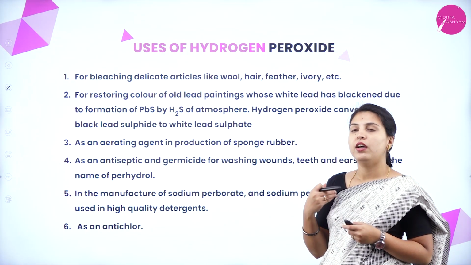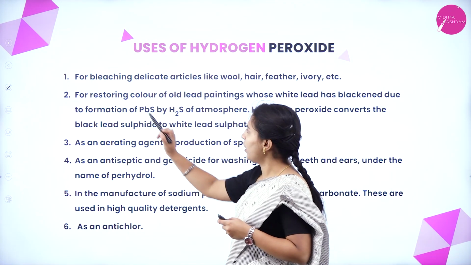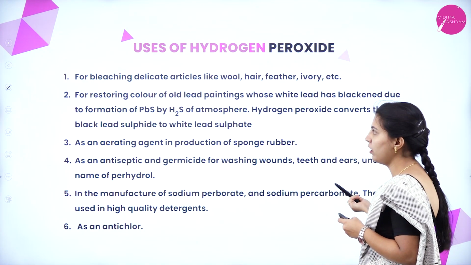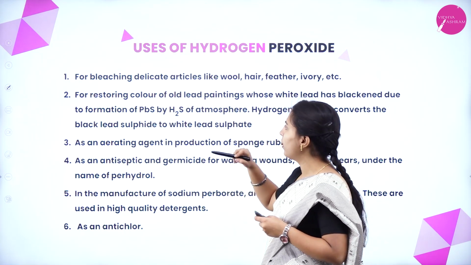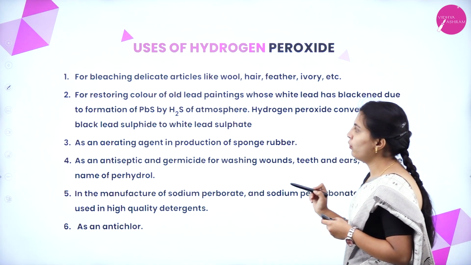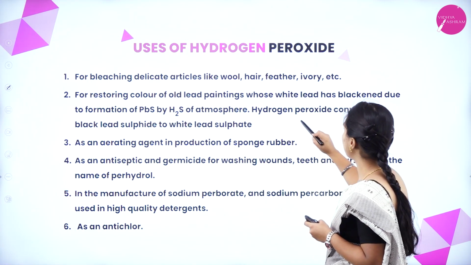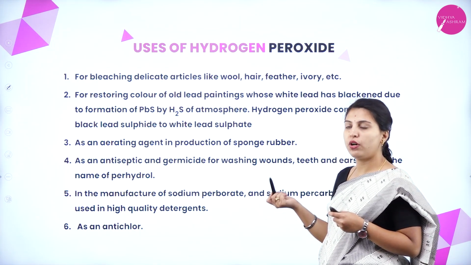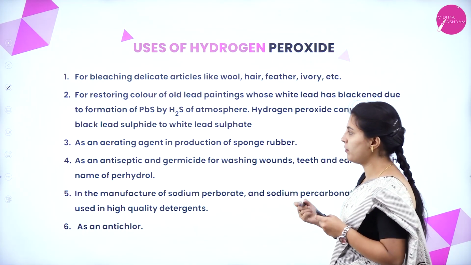Hydrogen peroxide has various uses in laboratories or synthetic labs. For bleaching delicate articles like wool, hair, feather, ivory, etc. For restoring color of old lead paintings whose white lead has blackened due to the formation of lead sulfide by H2S of the atmosphere, hydrogen peroxide converts the black lead sulfide to white lead sulfate. It reverses the blackening by using hydrogen peroxide.